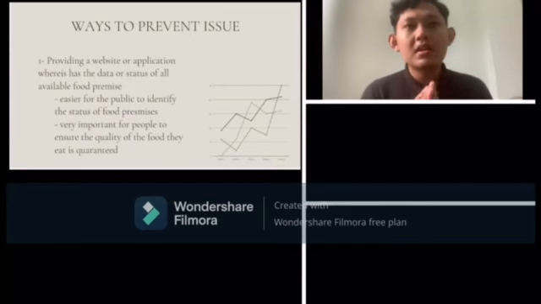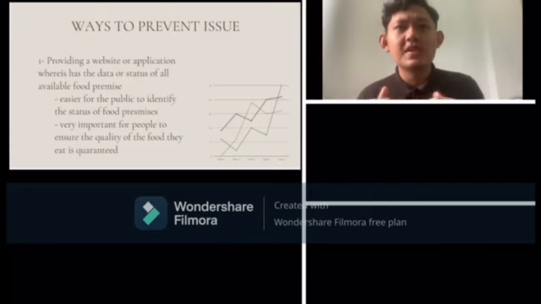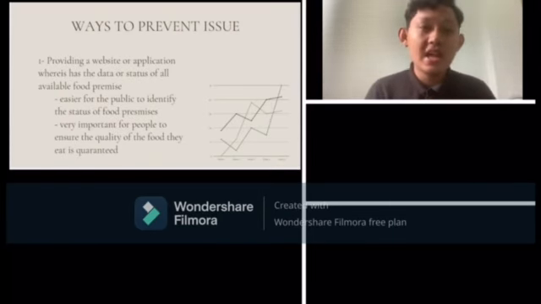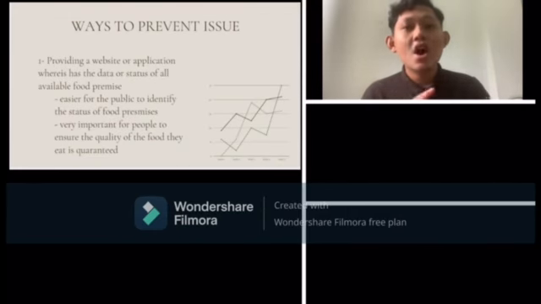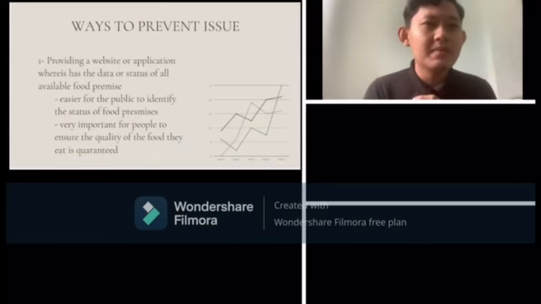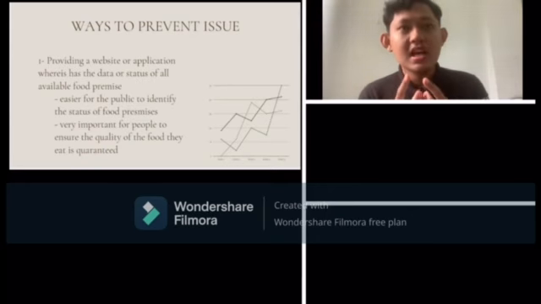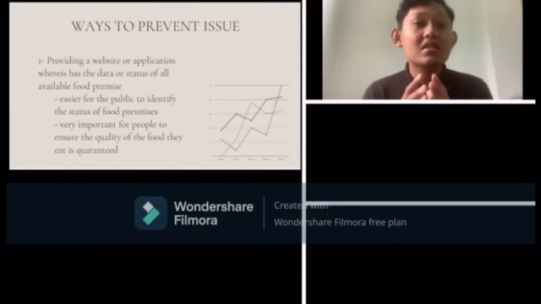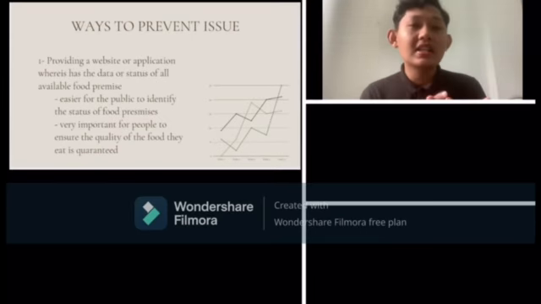I will continue with the ways to prevent the issue. Among the solutions or ideas that can be taken based on the first issue presented is providing a website or application that has the data or status of all available food premises. This is because it will make it easier for the public to identify the status of the food premises. This is very important for people to ensure that the quality of the food they eat is guaranteed.